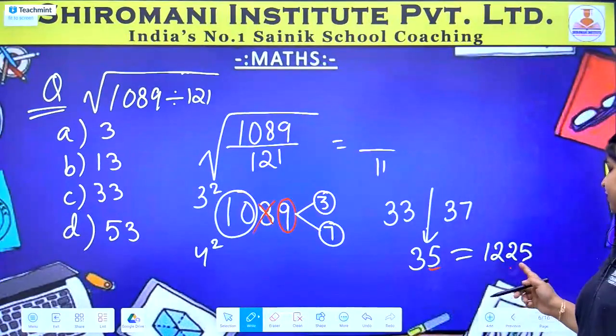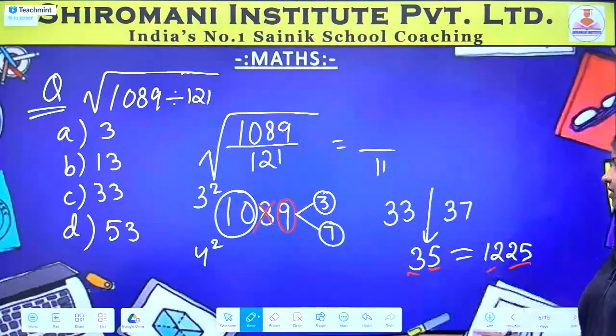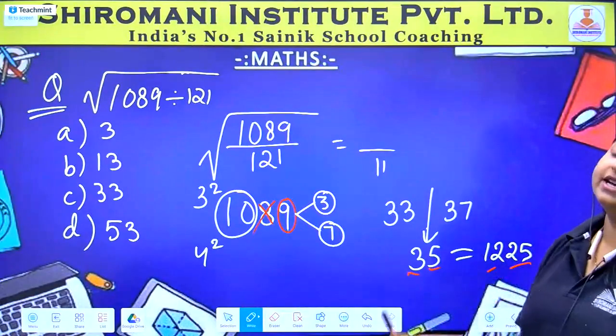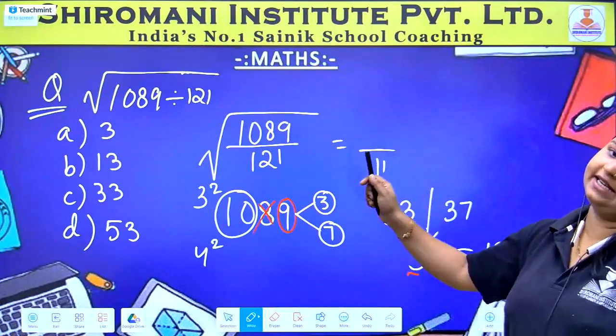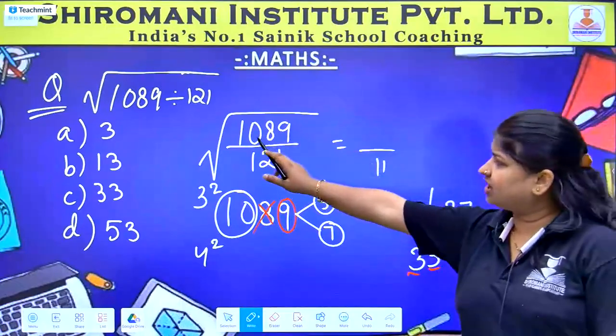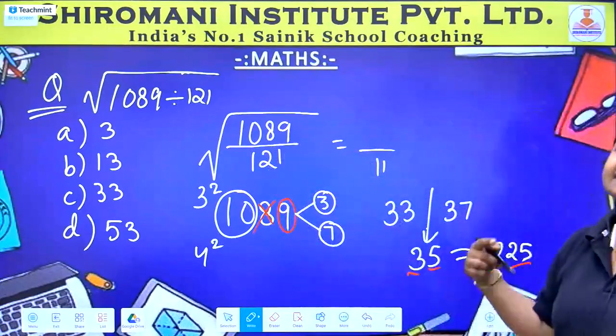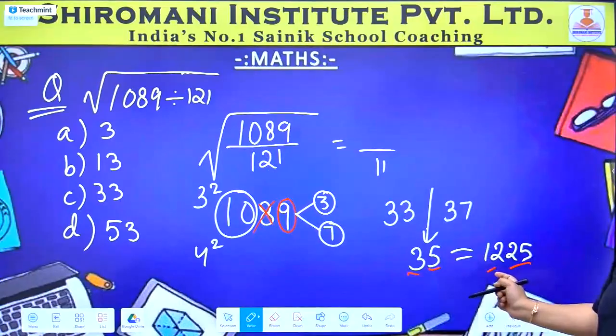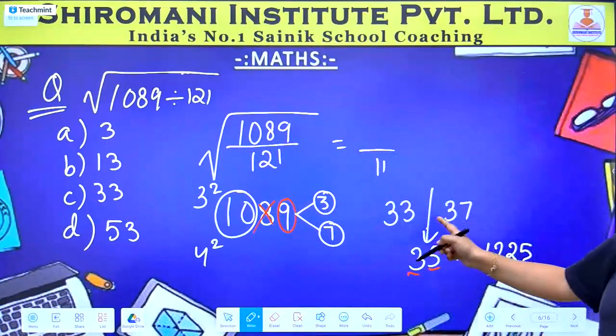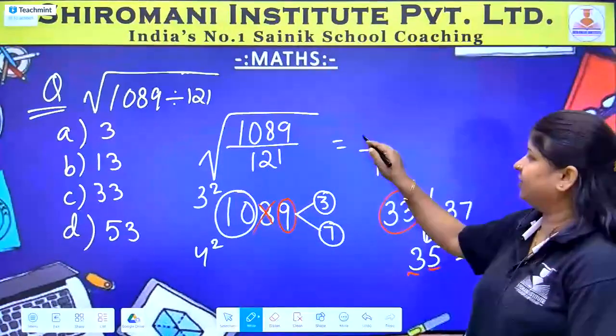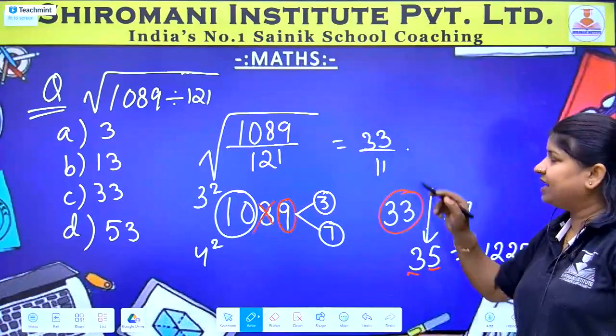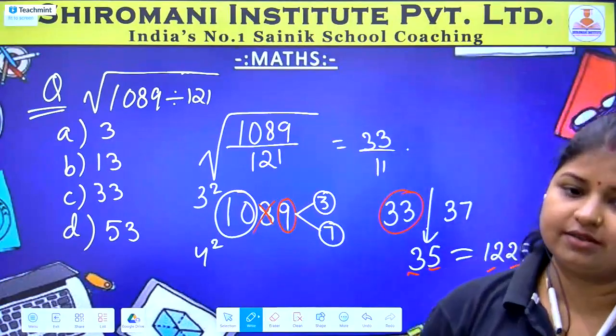5 into 5, 25. 3 into 4, 12. Now check, is your answer greater or less? So my question, that is 1089, is less than the result. If it is less, I will take the lesser digit, that is 33, as my answer. Yes, do tell me, Ajish.